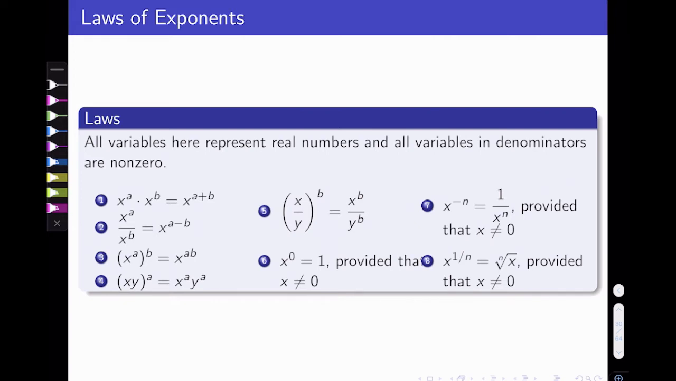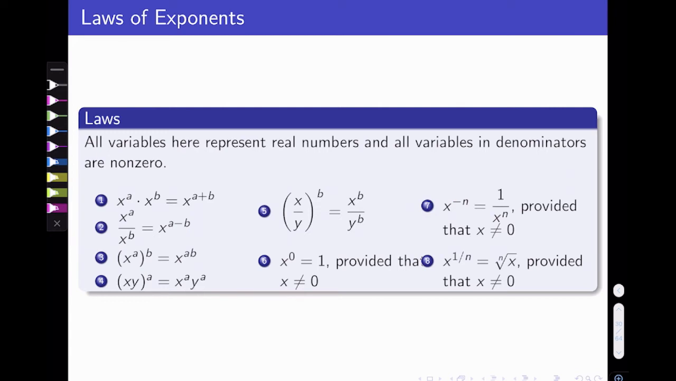Any number other than 0 raised to the 0 power is 1. When we want to deal with negative exponents, if it is negative in the numerator, we move the entire quantity, the base and the exponent together, to the denominator and make the power positive. Again, provided that the base is non-zero.